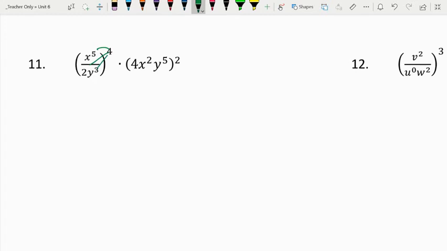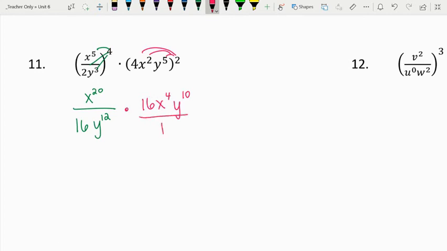So distribute the 4, we get x to the 20th over 2 to the 4th, which is 16, y to the 12th. And we're going to multiply what this one is. Distribute the squared. 4 squared is 16. This becomes x to the 4th, y to the 10th. Now because this is not a fraction, it's really over 1.